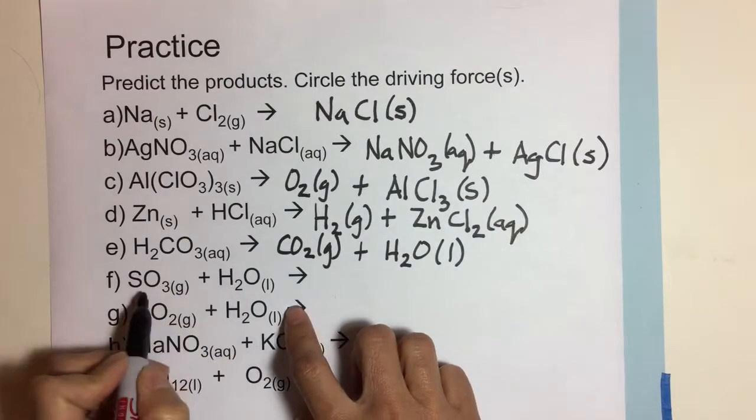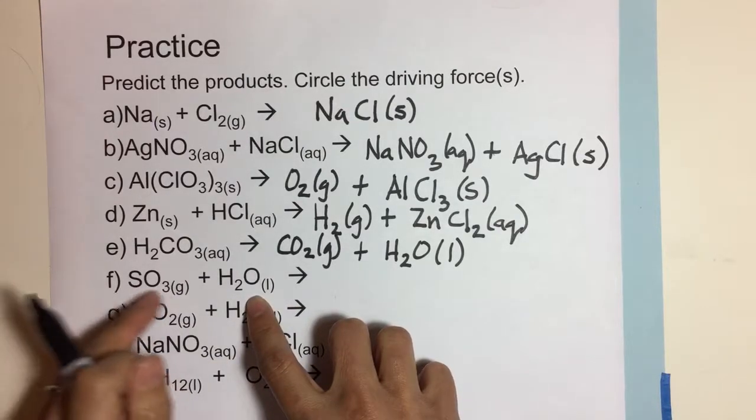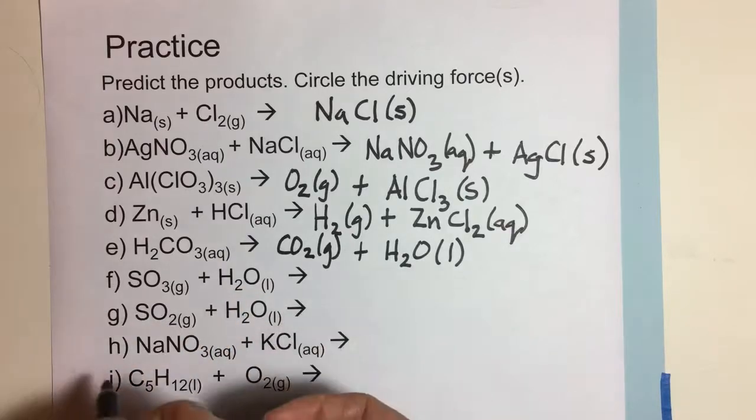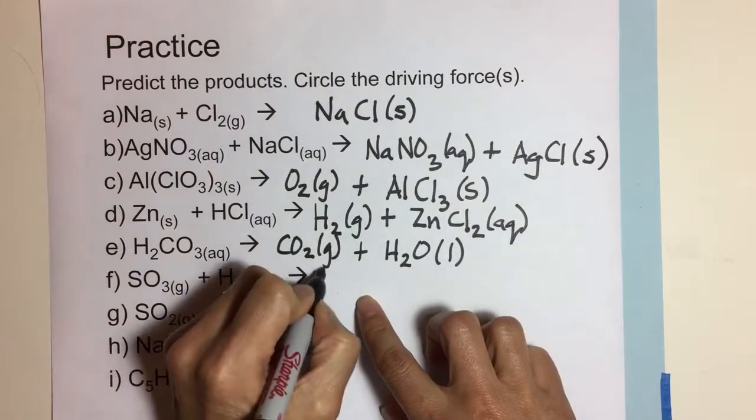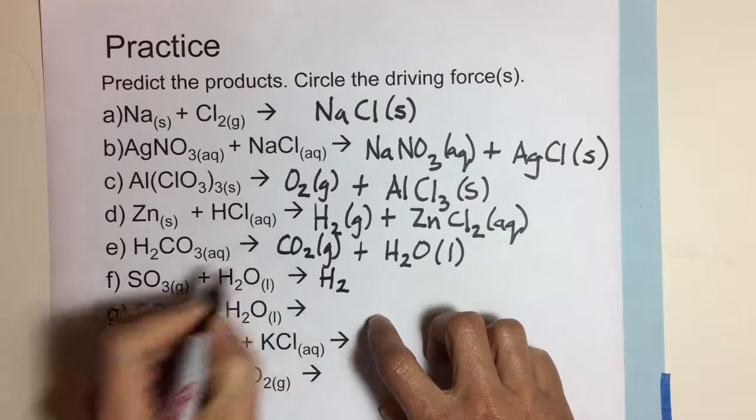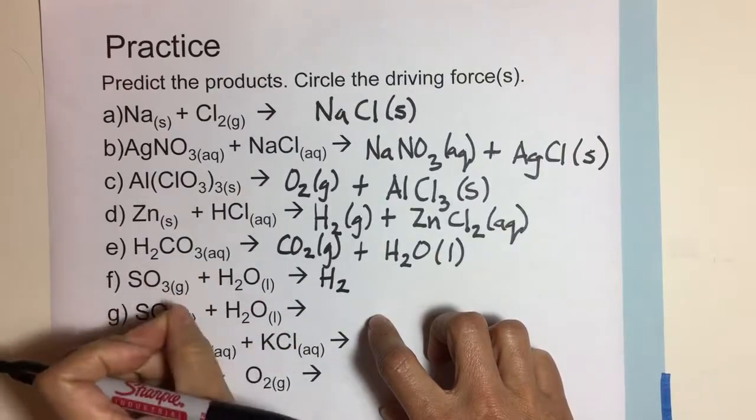Now we go to the next one. The next one is sulfur. This is our non-metal oxide with water. So we're going to make an acid as a result. So the acid you're going to make is H2SO4. So it's a synthesis reaction where you're going to combine it together.